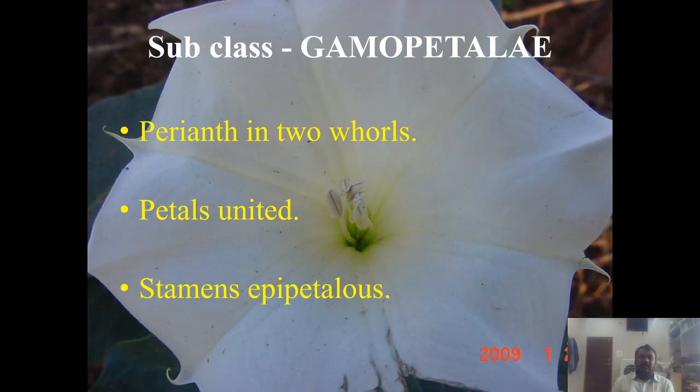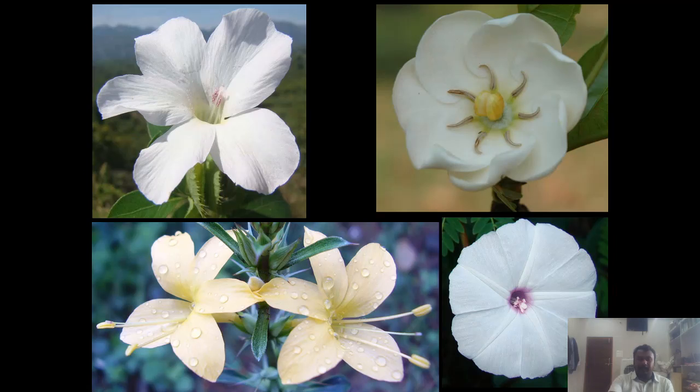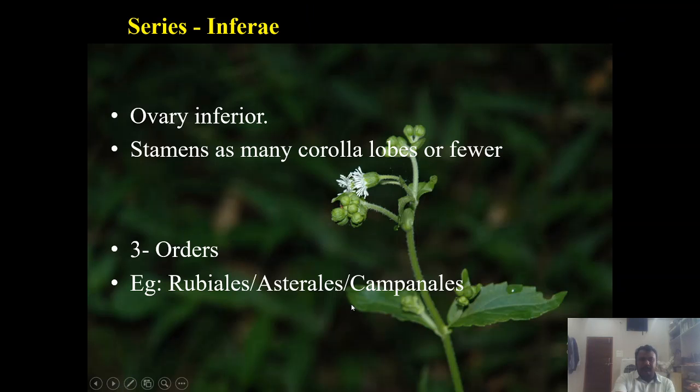Now coming to the another subclass, GAMOPETALAE. Perianth in 2 whorls, but petals are united here. Stamens are epipetalous. You can see 5 and then they are attached at the base. All these are attached petals, fused petals. Now, there are 3 series here. One is Inferae, the other one is Heteromerae, and the other one is Bicarpellatae.